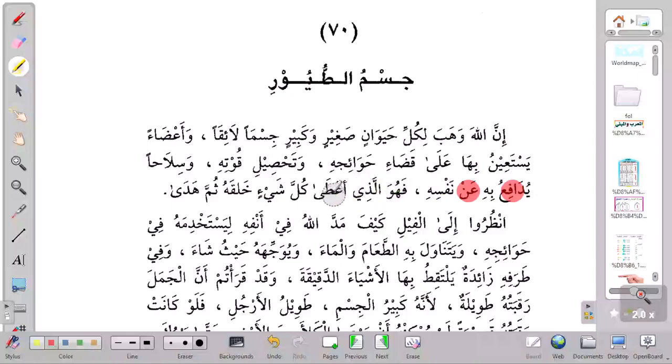فَهُوَ الَّذِي أَعْطَى كُلَّ شَيْءٍ خَلْقَهُ ثُمَّ هَدَى. For he, Allah Azza wa Jal, is the one who grants everything its creation. He destined the creation of everything. A human being should have two legs and walk straight on the land. A goat should have four legs and walk on the ground. So Allah is the one who destined all this, the creation of everything.